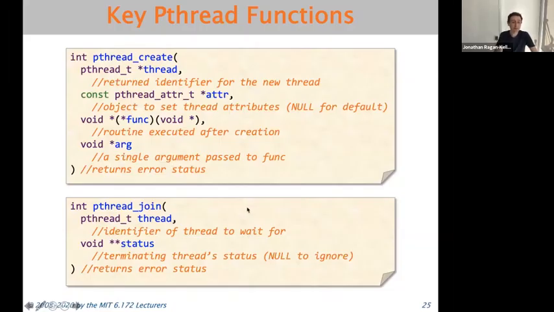And then the other main thing, the most basic way we can synchronize with those threads, is with the pthread join command. So pthread join takes one of these thread IDs and waits until that thread has finished, has returned, basically. So this lets us spawn off a thread and then wait for it to complete.